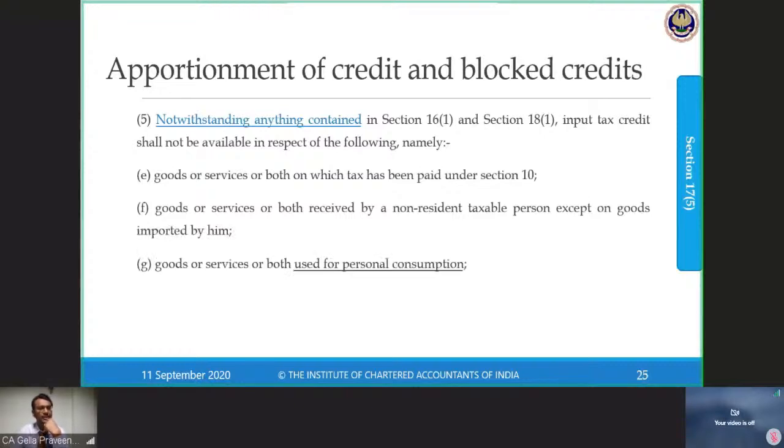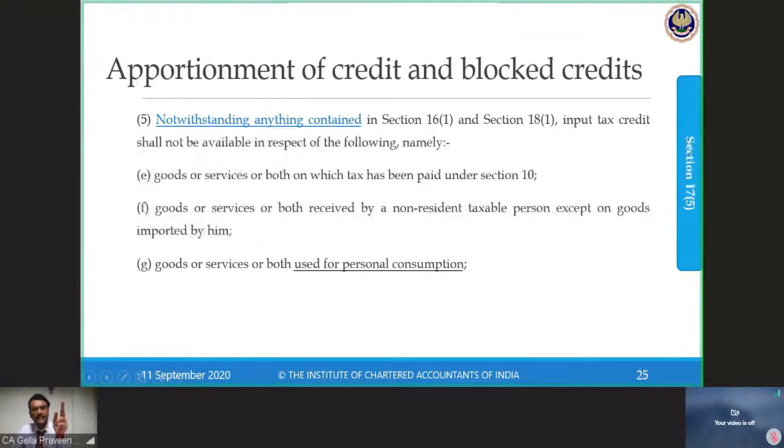Next, clause A says goods and services which are being paid under section 10. That is composition. A composition dealer never charges tax to you. So there is no restriction for that. Entry is there. We need to read it for the law purpose. Clause F says goods and services both received by an NRTP except imported by him. Now, what is an NRTP? NRTP is a person who has come all the way from a foreign nation to Indian soil for doing a business. When he has imported goods into India, then for those goods he can take ITC. Other than that, locally when he purchases goods and services, he cannot take ITC. That is what this provision says.